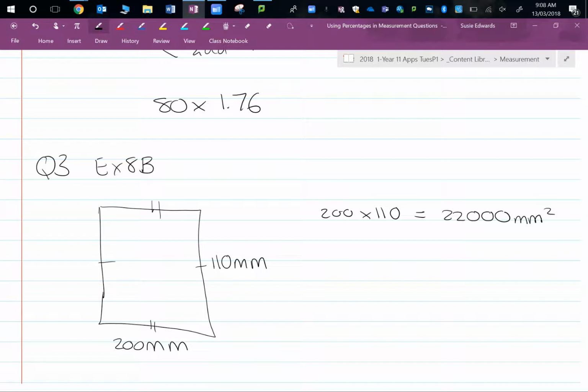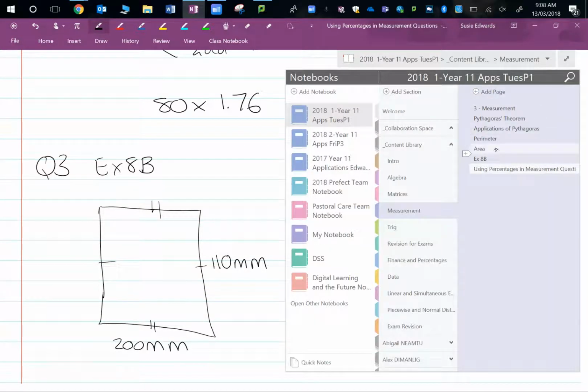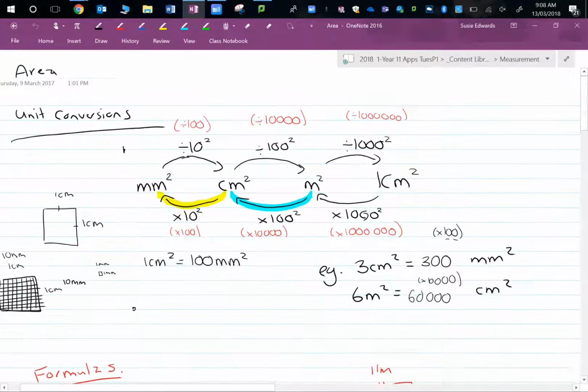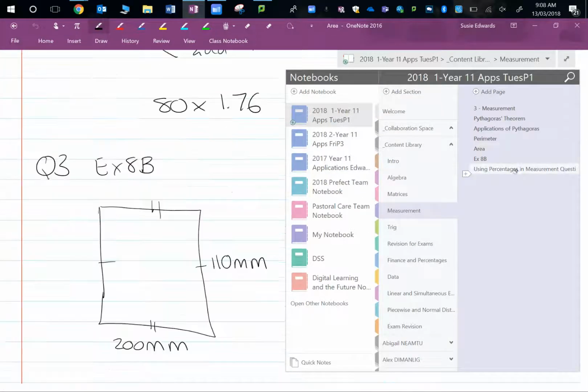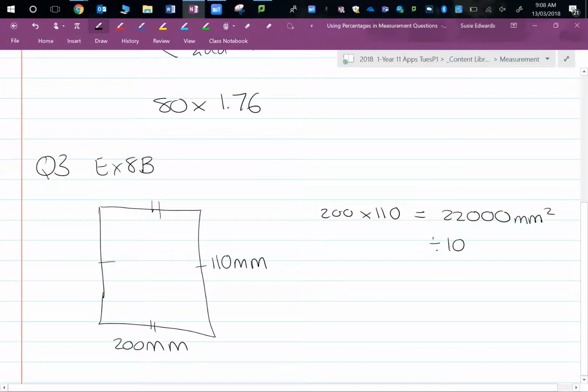However, in the question, what's the cost by? Per square centimetre. So if we go back to our table, we've got to go from square millimetres to square centimetres. What do we have to do? We have to divide it by 10 squared, divided by 100. So I'm going to divide by 100, and so I end up with 220 square centimetres. So you need to be aware of reading the question as to what it is.